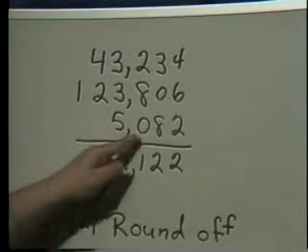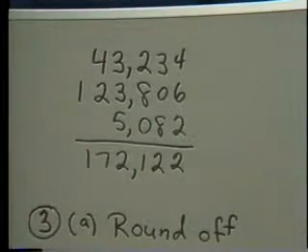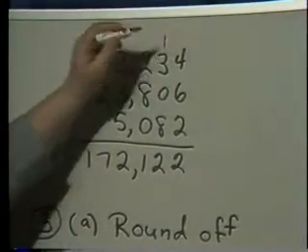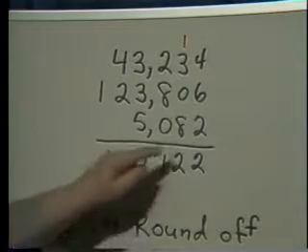Then we get what? The 5,082. And we say what? 4 plus 6 are 10 and 2 are 12. Put down the 2 and carry the 1. At this point, you may say to me, wait a second.